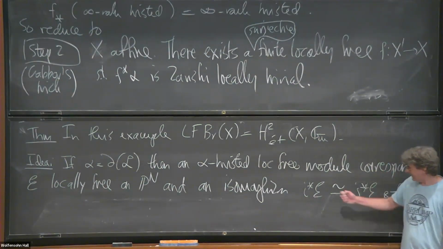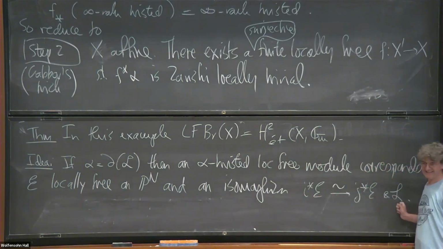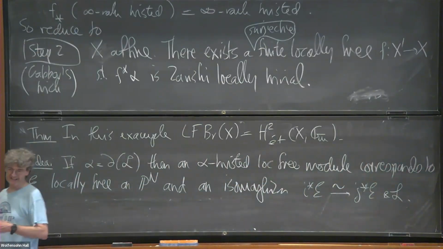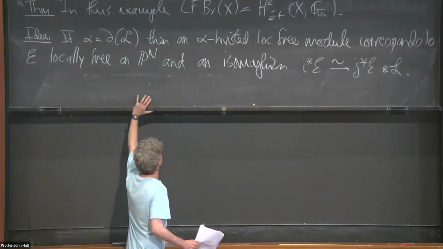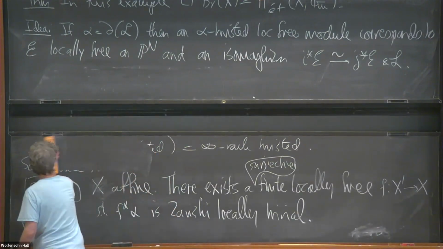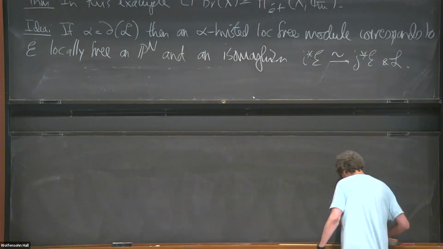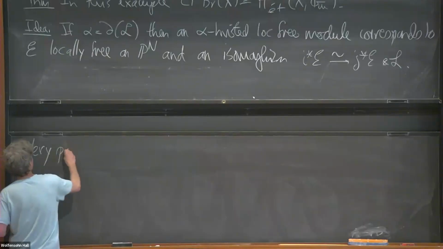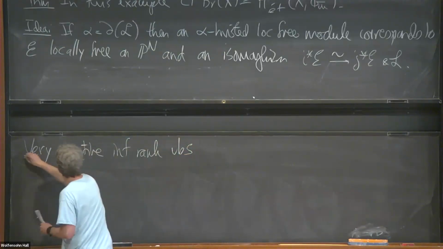Okay. So all I have to do is make an infinite rank vector bundle on P^n, which when I restrict it has this property. And what instead I'm going to do is make an infinite rank vector bundle that no matter how you pull it back, it's always the same one. Okay, and for this, I have to tell you about very positive infinite rank vector bundles. Yeah, locally free modules, I mean.